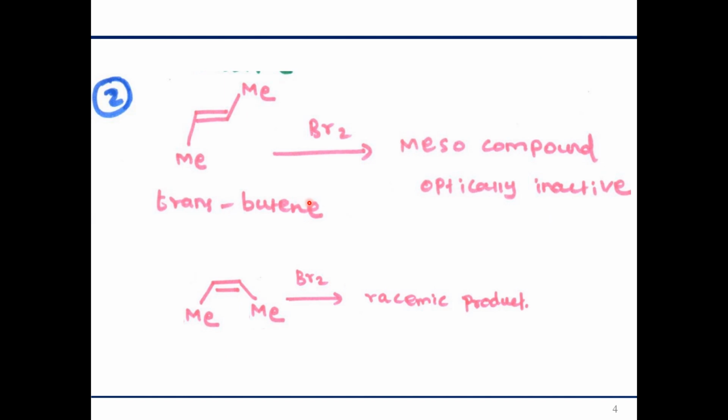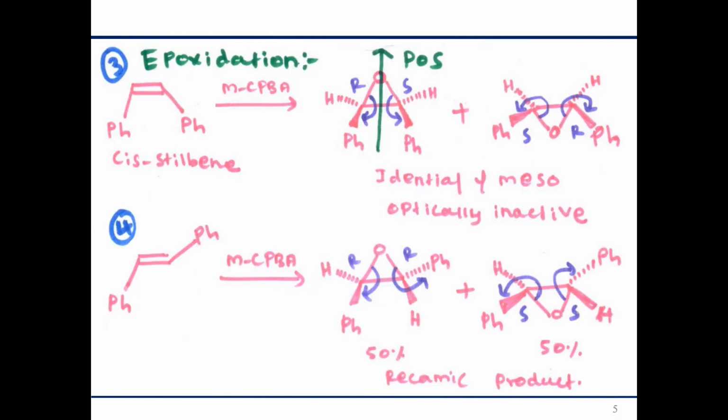Here I have given another electrophilic bromine addition reaction with trans-butene and cis-butene. As we discussed for the electrophilic bromine addition with fumaric and maleic acid, this reaction also is a stereospecific and stereoselective reaction. Now we will discuss the epoxidation reaction with alkene.